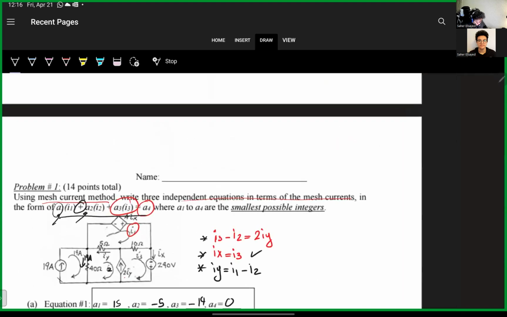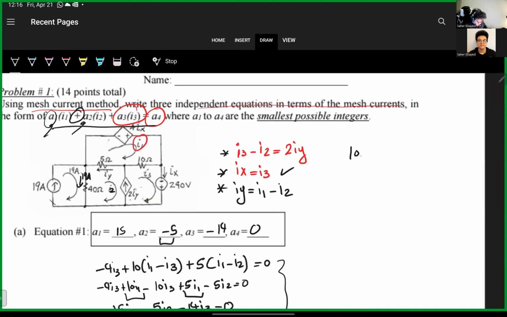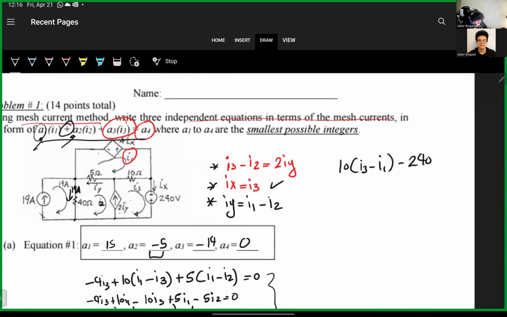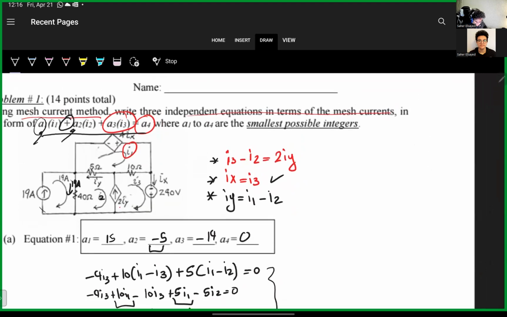Third equation, very similar stuff, where it is I3. So this is going to be what? 10 I3 minus I1 minus 240. Oh, actually this is also going to require some sort of a super mesh, right? Okay. So from here, we can use this equation here, right?